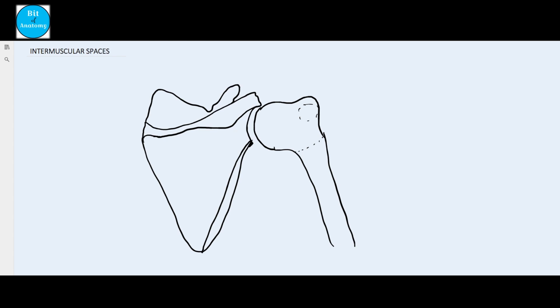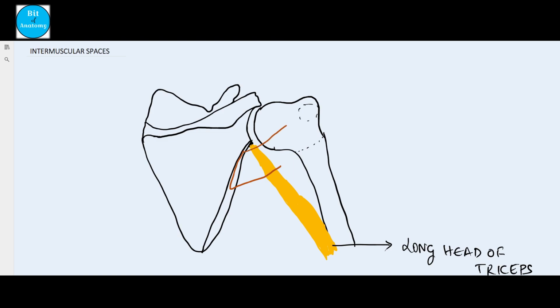From the infraglenoid tubercle, a muscle arises, that is the long head of triceps muscle, which extends from the infraglenoid tubercle towards the arm. The next muscle arises from the upper 1/3 of the lateral margin of the scapula. It passes behind, or posterior to, the long head of triceps to reach the lower impression of the greater tubercle of the humerus. This muscle is nothing but the teres minor muscle.